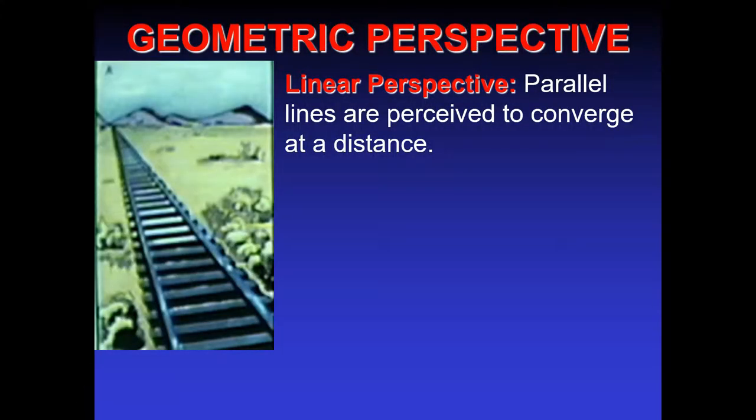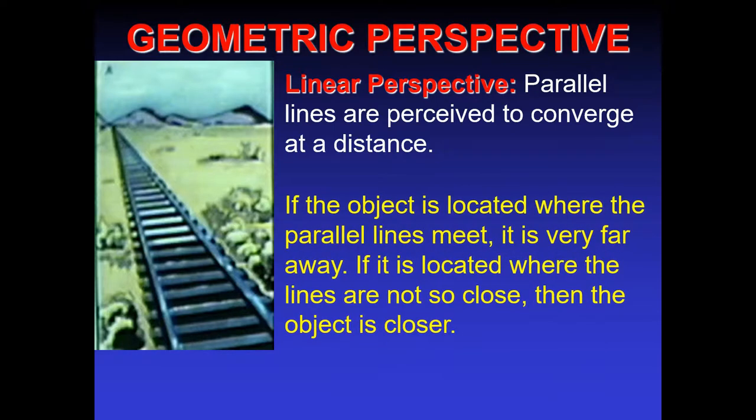Linear perspective. Parallel lines are perceived to converge at a distance. Parallel lines don't actually converge, but they appear to at a distance. You can use this as a cue to estimate distance. So if the object is located where the parallel lines appear to be a little bit closer, then you know the object is far away. If the object is located where the lines are not so close, then the object is much closer.